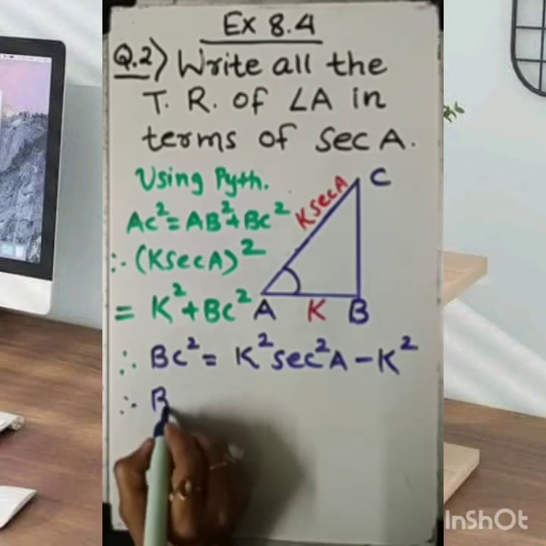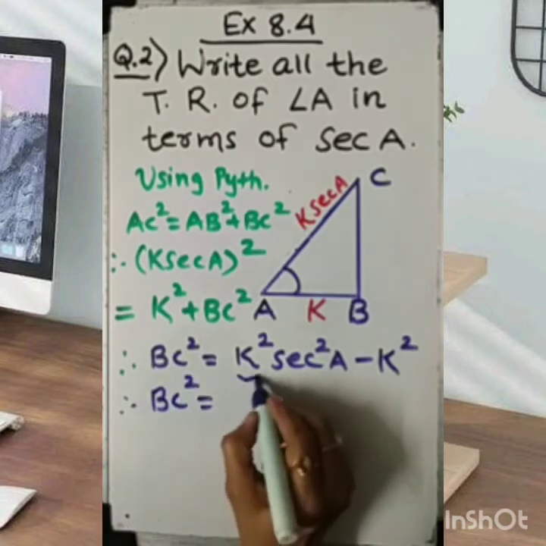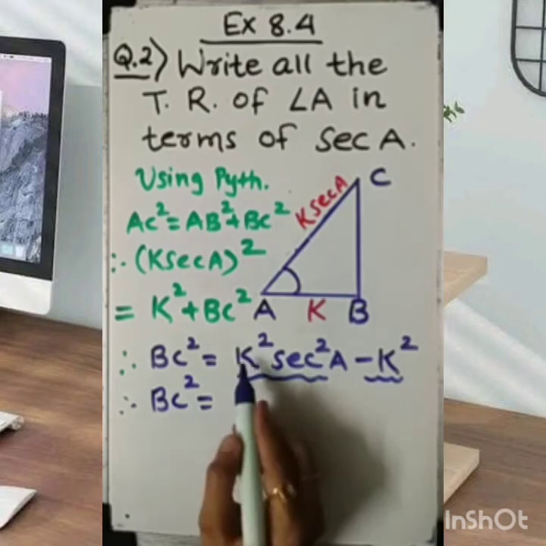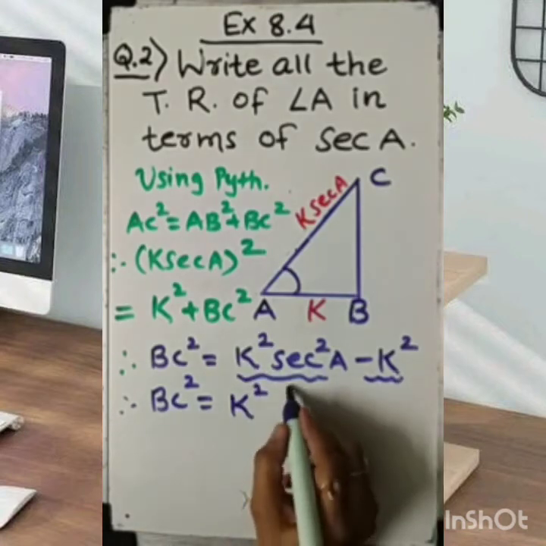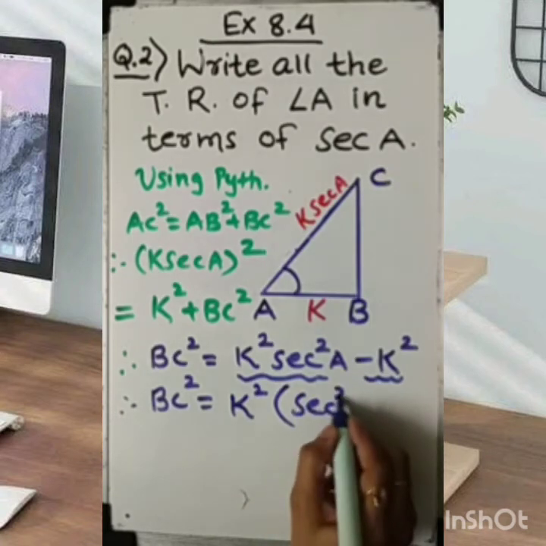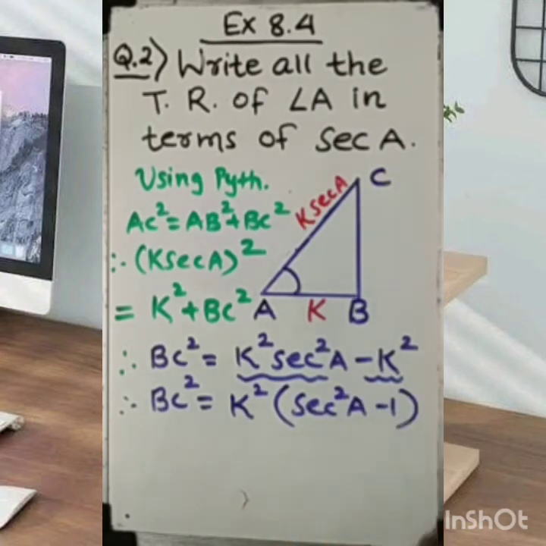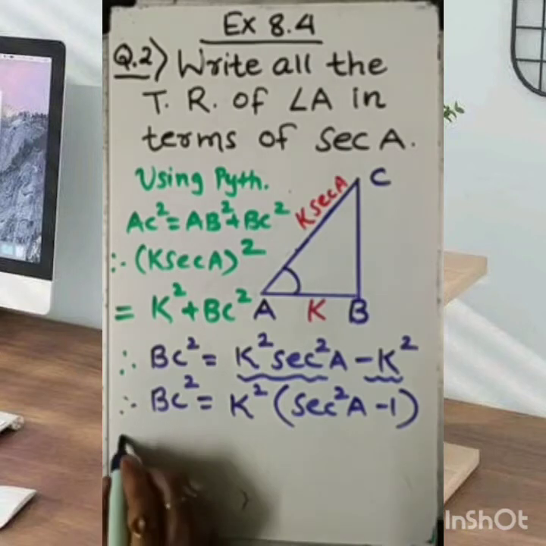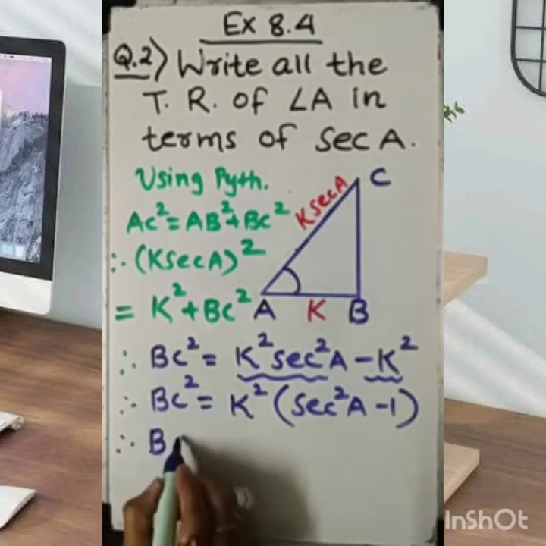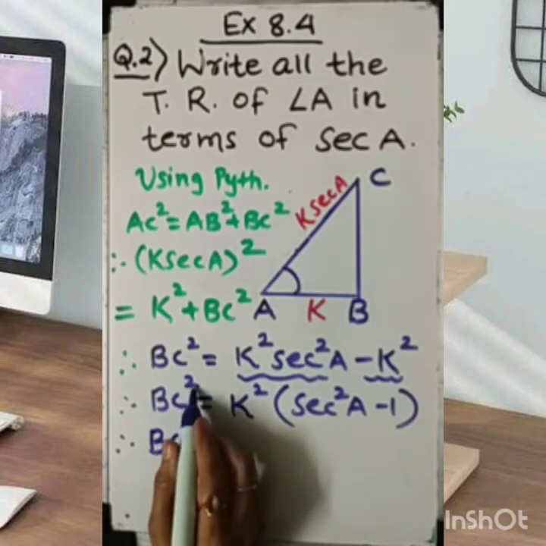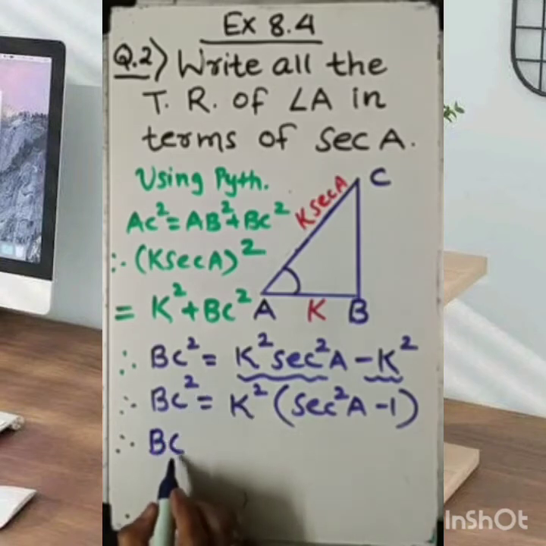So dear student, out of these two terms, K square is common. So let me bring it outside. Inside, what will be left is sec square A minus 1. Got it? Dear student, as it is squared, I want to find only BC. I do not want BC square. I want the value of BC only.